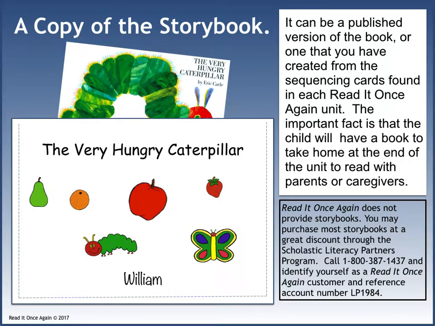Read It Once Again does not provide storybooks. You may purchase most storybooks at a great discount through the Scholastic Literacy Partners program. Call 1-800-387-1437 and identify yourself as a Read It Once Again customer and reference account number LP1984.